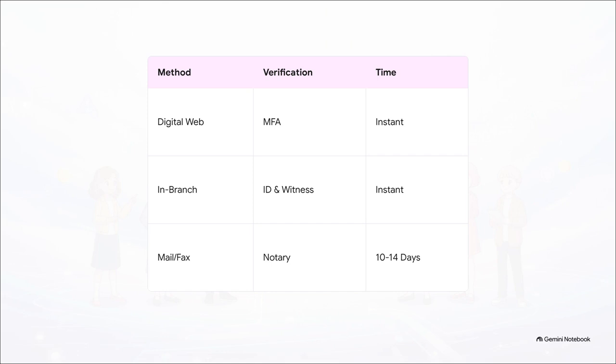This is great because you actually have 3 different ways to get this done. If you do it digitally online, it's instantaneous. If you walk into a branch and have an associate witness your signature with your photo ID, again, instant.